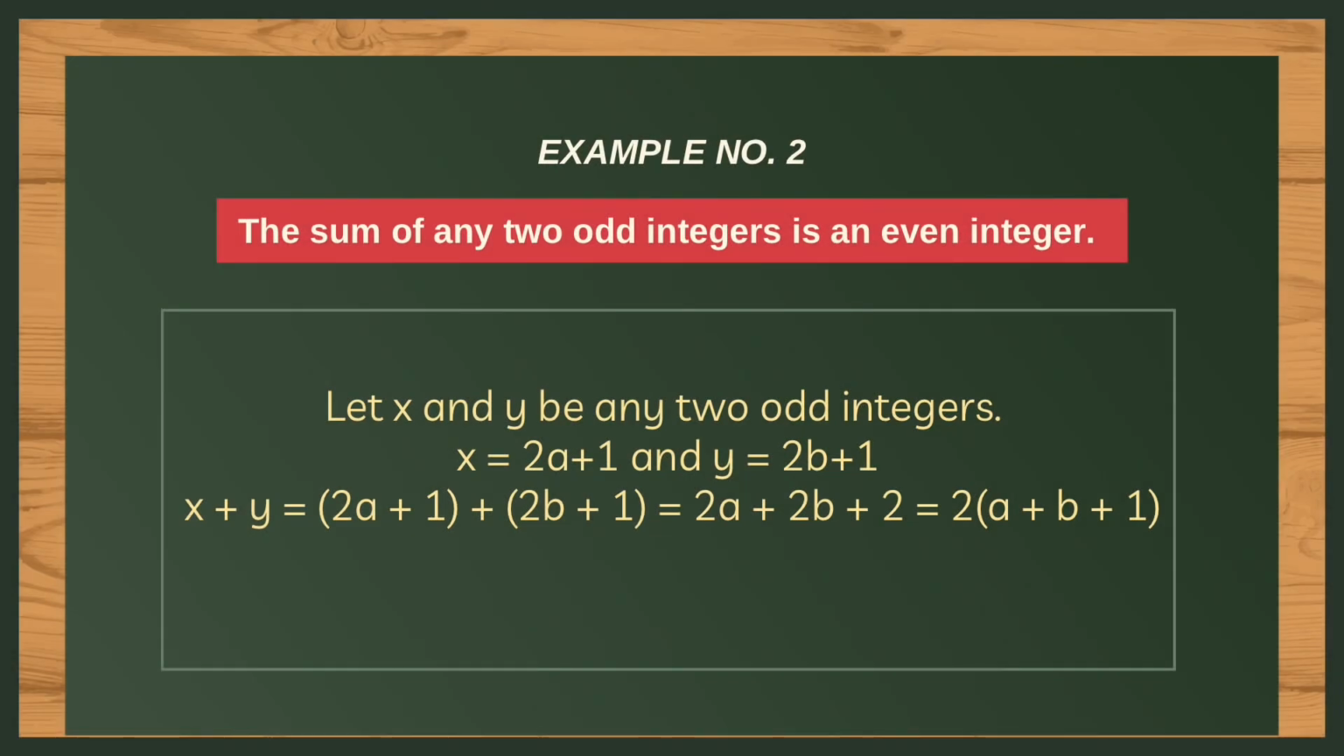Example number 2. The sum of any two odd integers is an even integer. Let x and y be any two odd integers. x equals 2a plus 1 and y equals 2b plus 1. x plus y equals the sum of 2a plus 1 added to the sum of 2b plus 1 equals 2a plus 2b plus 2 equals 2 times the sum of a plus b plus 1.